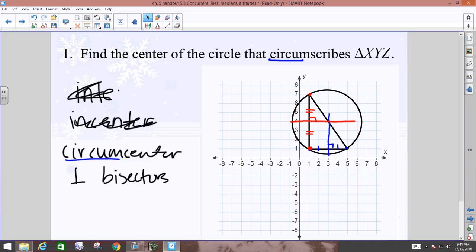Where 2 of them intersect, is that where the third one's going to intersect, if they're all supposed to intersect at the same point? So is there a need to find the third perpendicular bisector if I already know where these two are? Good. Where those two lines intersect, that's the circumcenter, which is the center of the circle. What is its ordered pair? Where do they intersect? What's the x value? What's the y value? So then the center of the circle is at 3, 4.